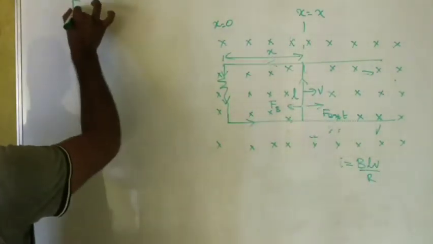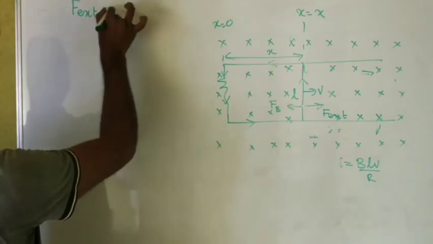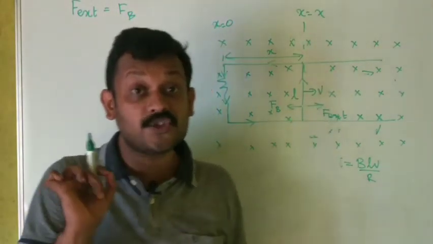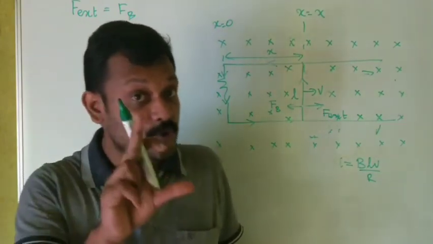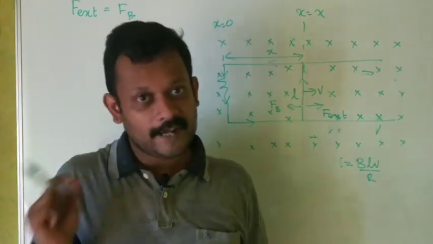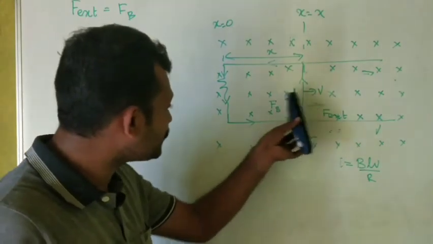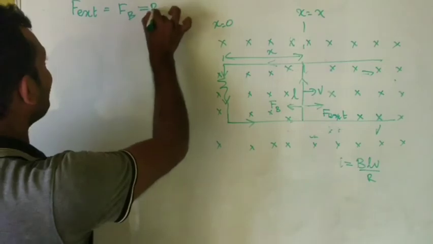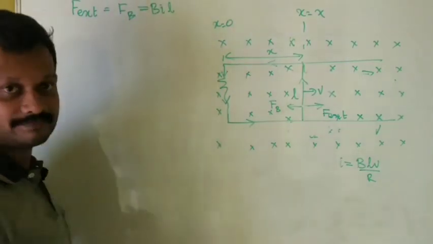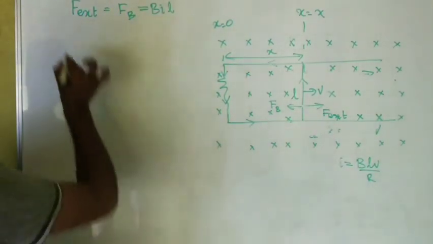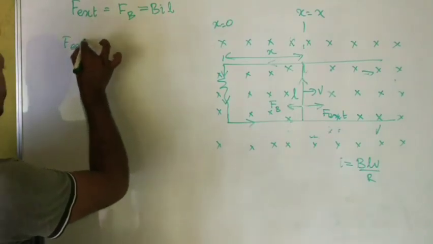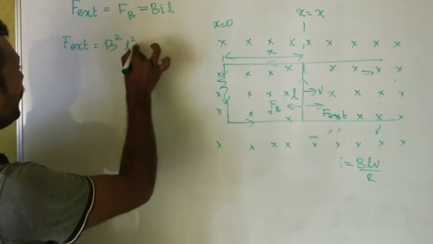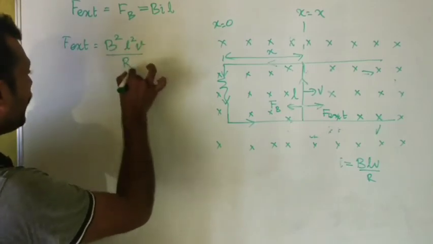So external agency, F external should be equal to FB, because I said the velocity is constant. Velocity is constant means net force is zero. Net force is zero means these two forces must be equal and opposite, and FB is equal to BIL. So F external is equal to B square L square V divided by R.